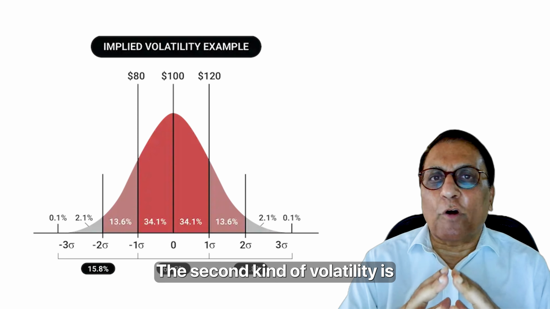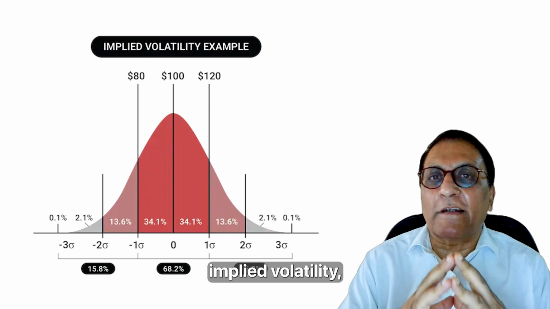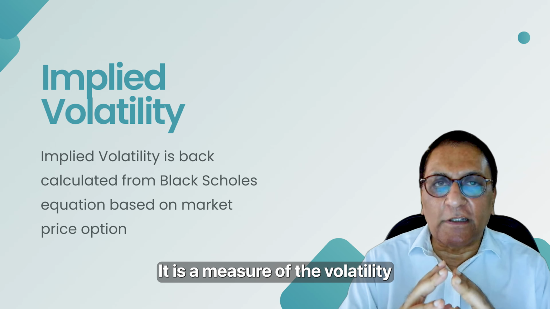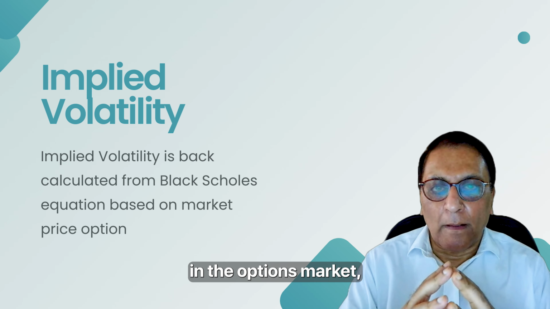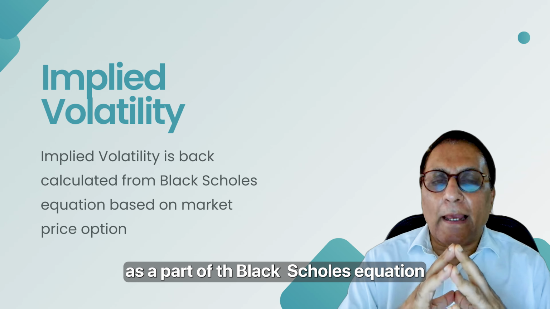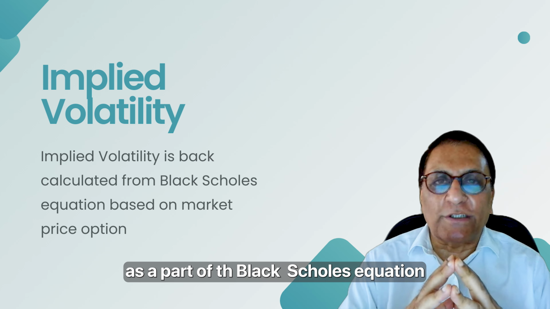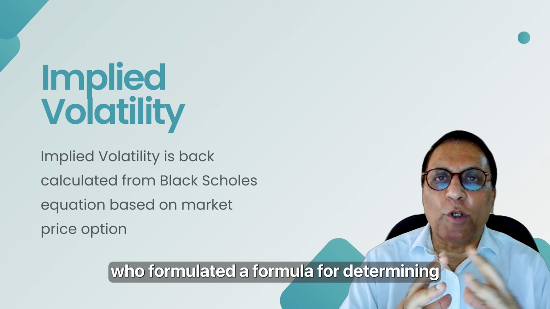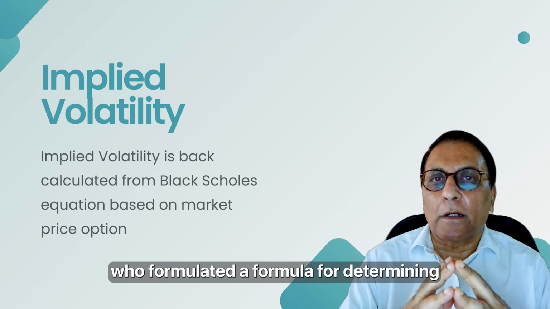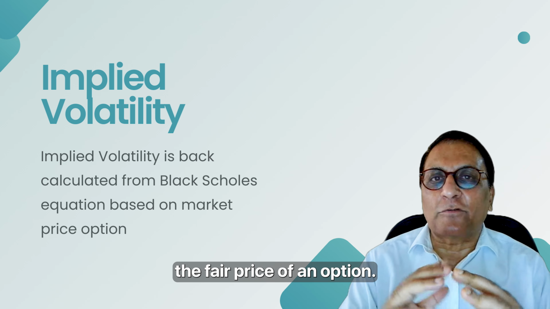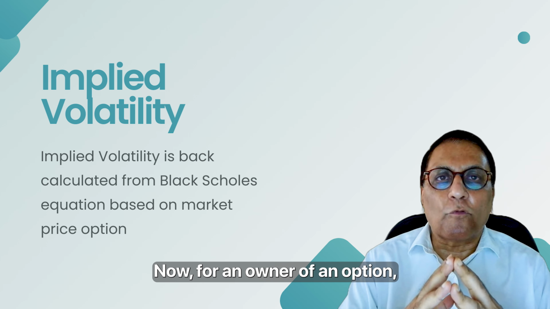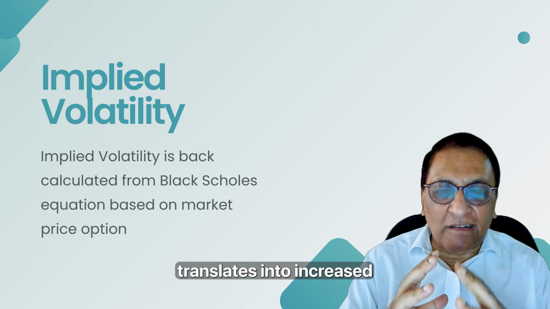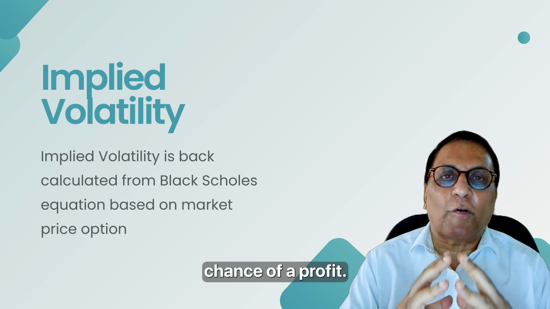The second kind of volatility is implied volatility, which is related to options. It is a measure of the volatility in the options market, and it was formulated as a part of the Black-Scholes equation by three people, Black, Merton, and Scholes, who formulated a formula for determining the fair price of an option. Now, for an owner of an option, increased implied volatility translates into increased chances of a profit.